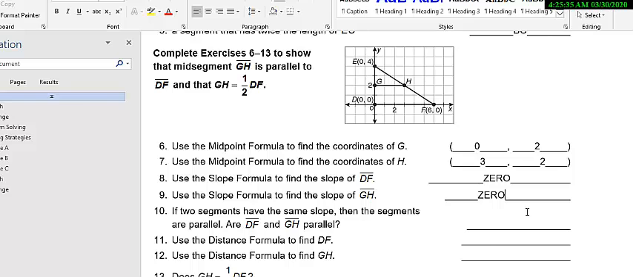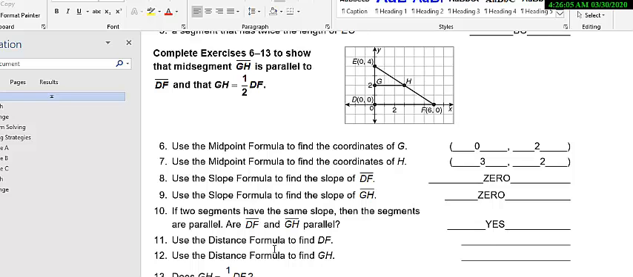I got the slope of the segment DF and the slope of the segment GH are equal, and we had before that if two segments are equal in the slope, that means they are parallel. If two lines or two segments have the same slope, what does it mean? It means that the two segments or two lines are parallel. So this will complete the answer on question number 10, that DF and GH are parallel. I have to say yes here. Yes.